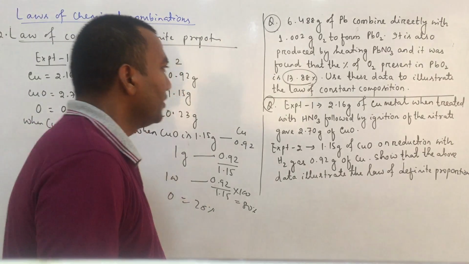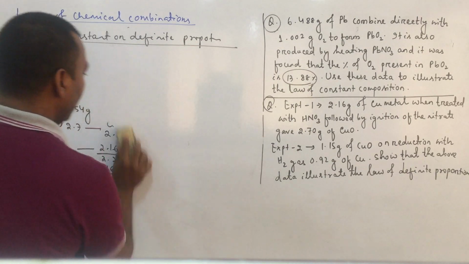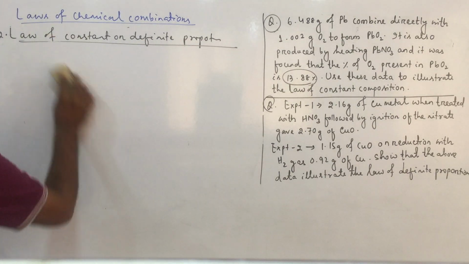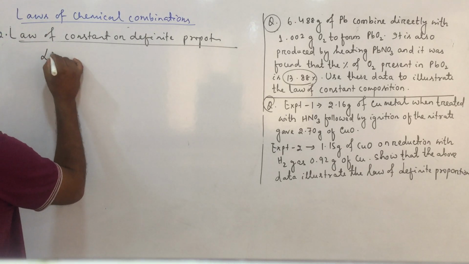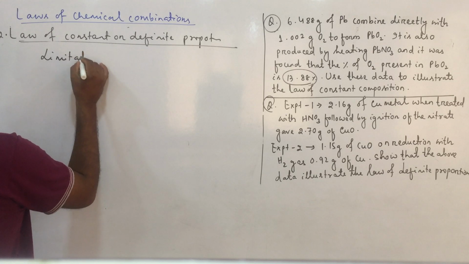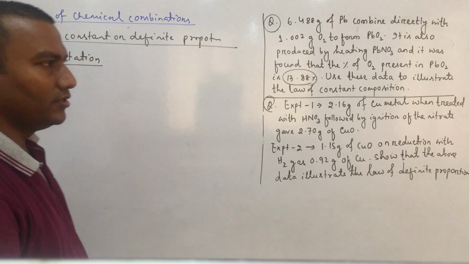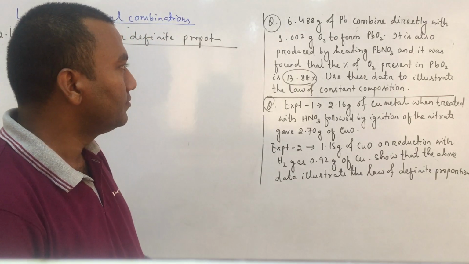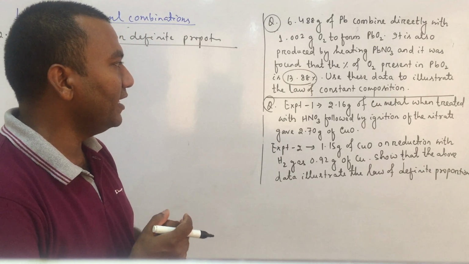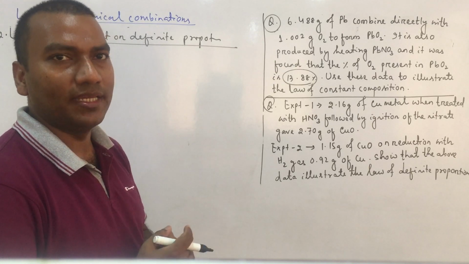Okay, clear now? Then, what are the limitations of this law? What are the limitations of the law of constant or definite proportions? So, what are the limitations you see? First, this law is not applicable if the element has different isotopes. If the element has different isotopes, this law is not applicable.